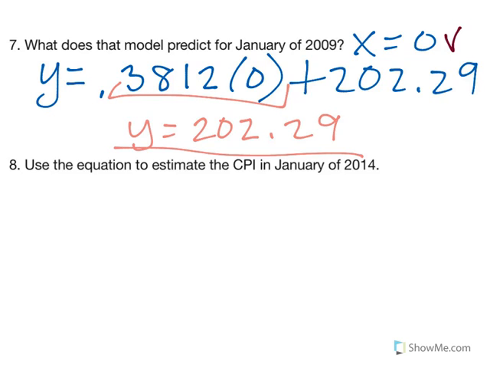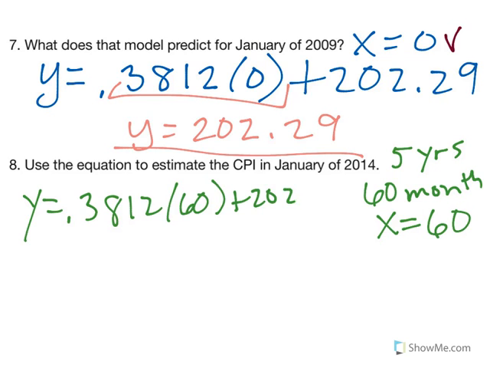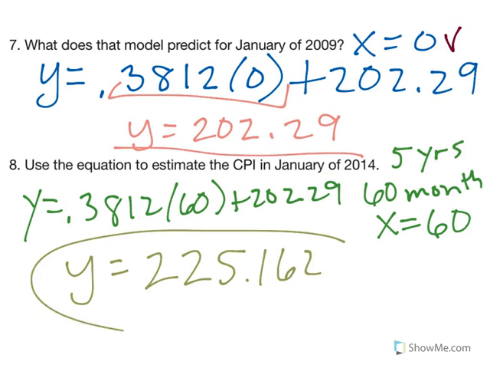Moving on to number 8, what about January of 2014? Well, that's 5 years later. 5 years is the same as 60 months. And therefore, x is 60 because it is 60 months after January of 2009. So I'm going to have y equals 0.3812 times 60 plus 202.29. So you do the math, and if you do it well, and I hope you do, you end up with 225.162. So the CPI, this is again an estimate, for January 2014 would be 225.162 based on our linear model.